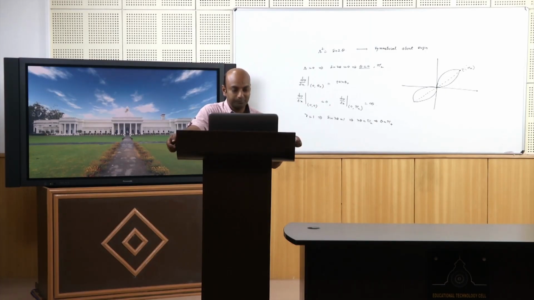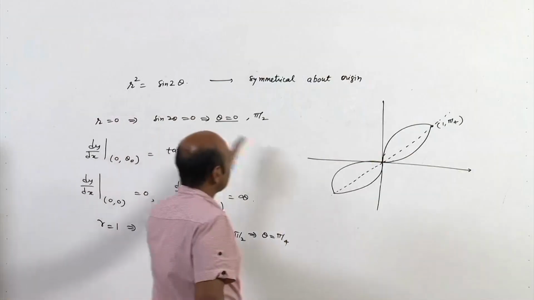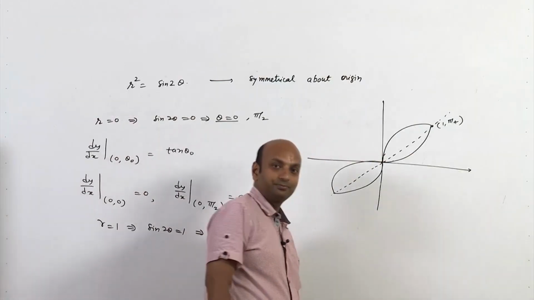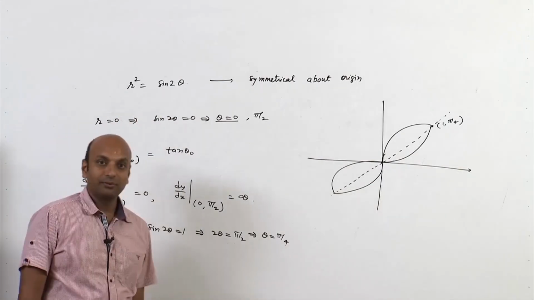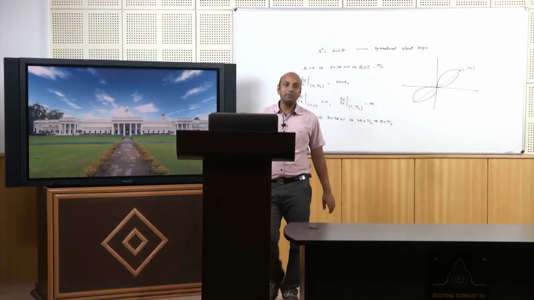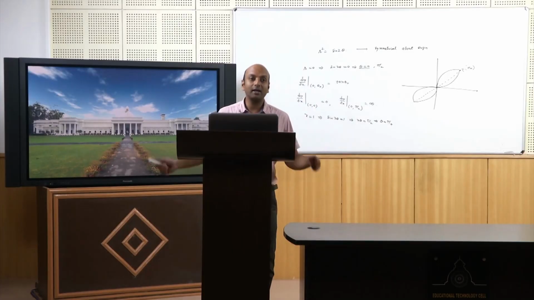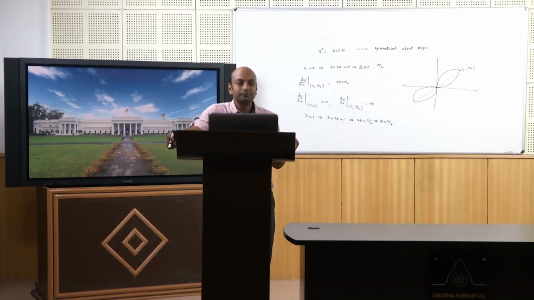Okay. So, we can easily verify that this polar curve does not exist in this and this quadrant, because otherwise r square will be negative, and r square negative means no real r. This we can easily verify.